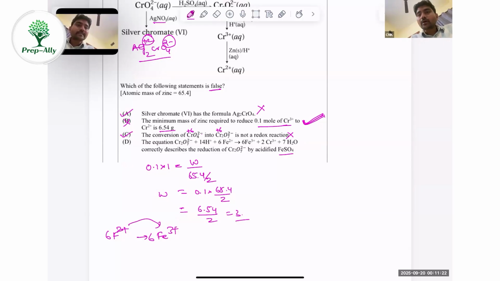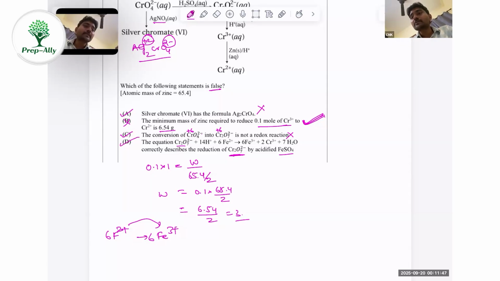Now this is getting oxidized. The other element, chromium, is getting reduced from +6 to +3. Since this is a redox reaction, it correctly describes the reduction of Cr2O7 2- by iron 2+. Cr2O7 2- is getting reduced, so the statement is correct. So this is not our answer.